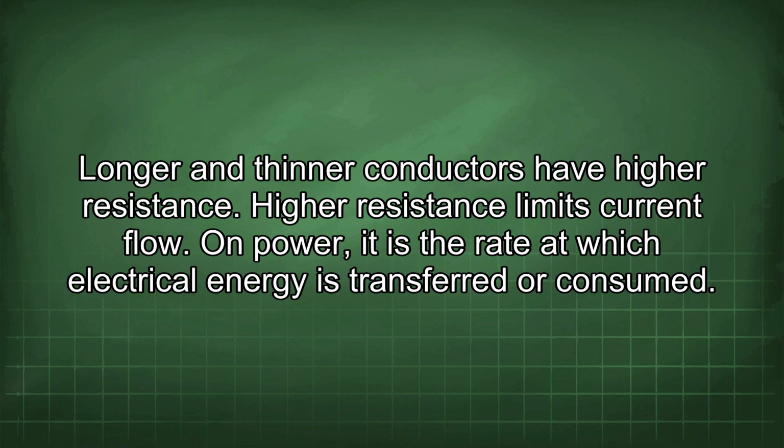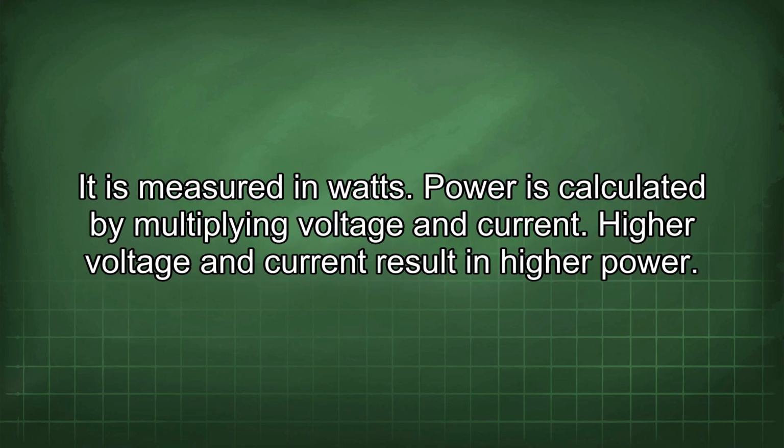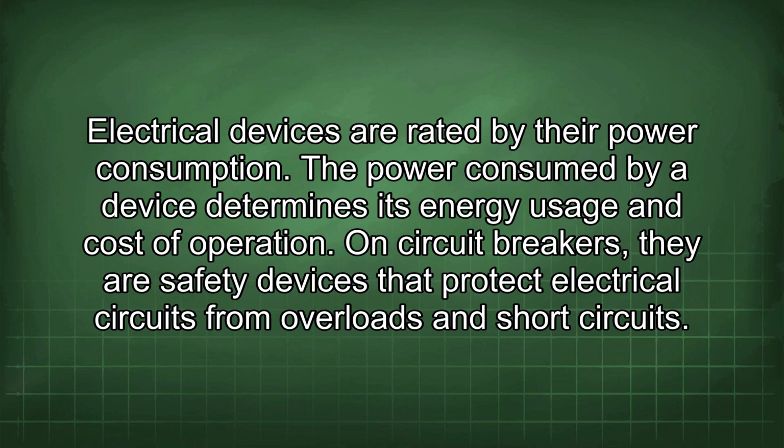On power, it is the rate at which electrical energy is transferred or consumed. It is measured in watts. Power is calculated by multiplying voltage and current. Higher voltage and current result in higher power. Electrical devices are rated by their power consumption. The power consumed by a device determines its energy usage and cost of operation.